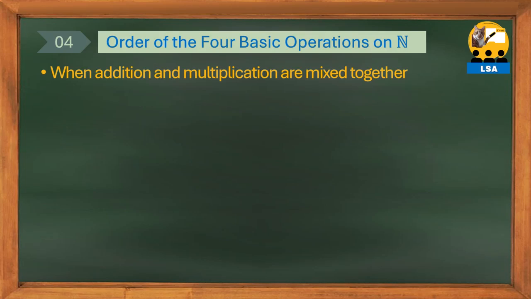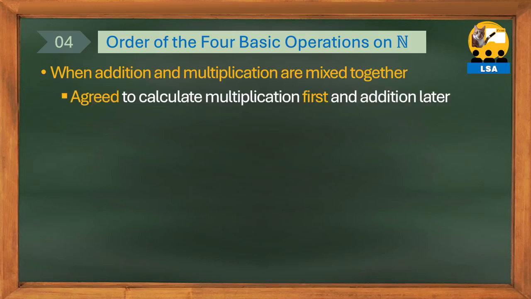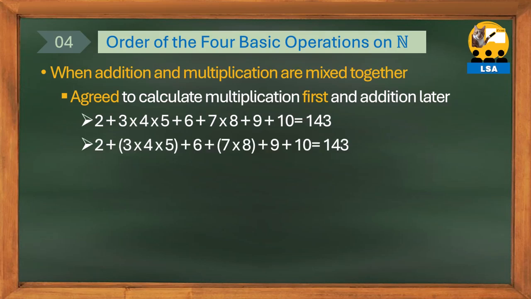Then, when addition and multiplication are mixed together, which operation should be calculated first? As you well know, multiplication is calculated first, and addition is calculated later. This is not based on a special logical rationale, but an agreement made in advance to avoid confusion. As you can see in the given expression, if you calculate the multiplication first, only addition remains.